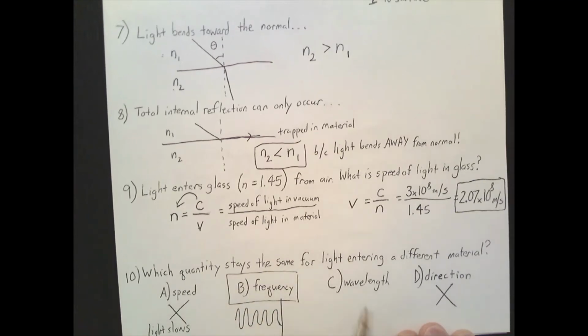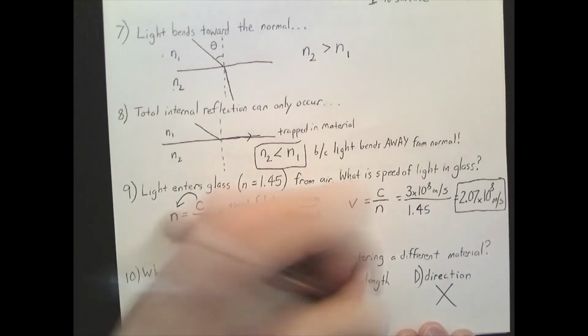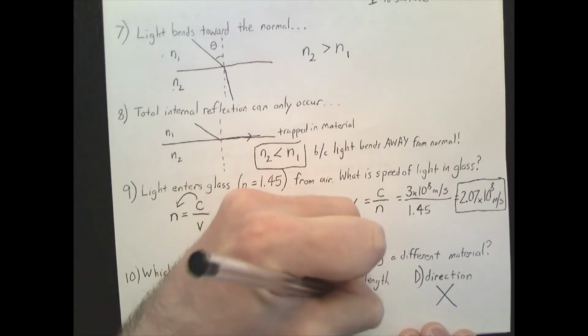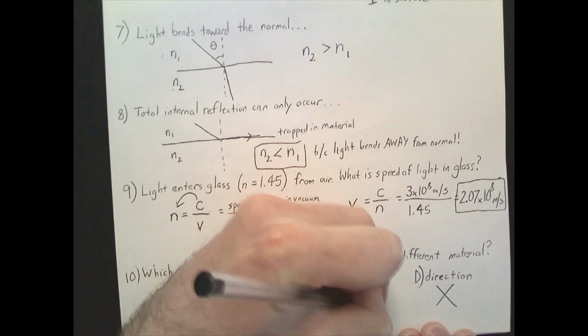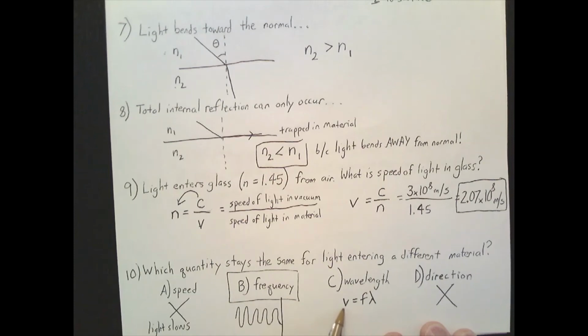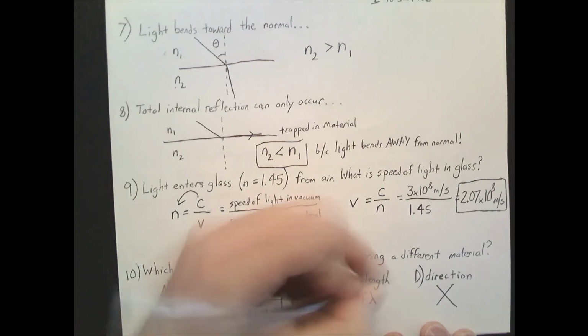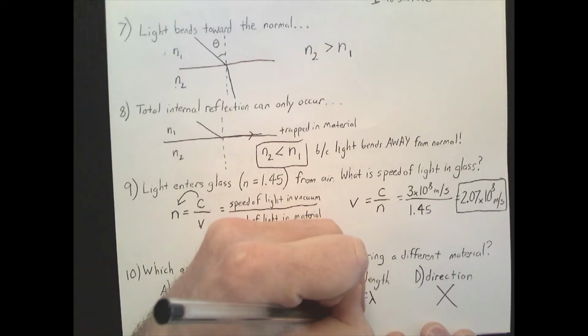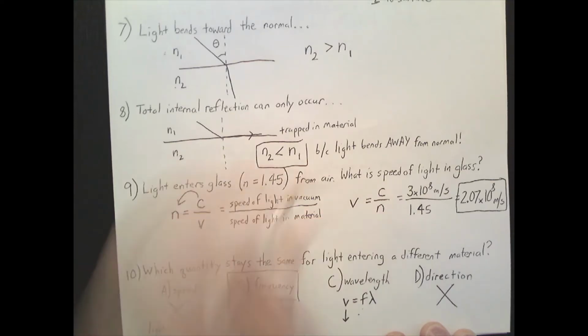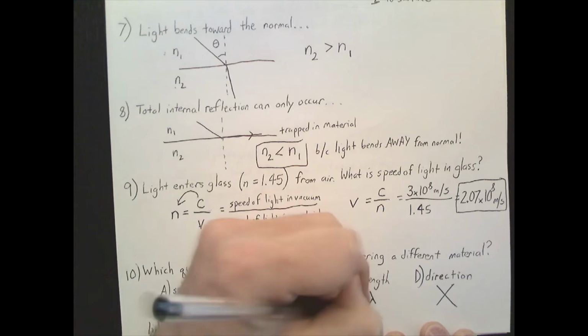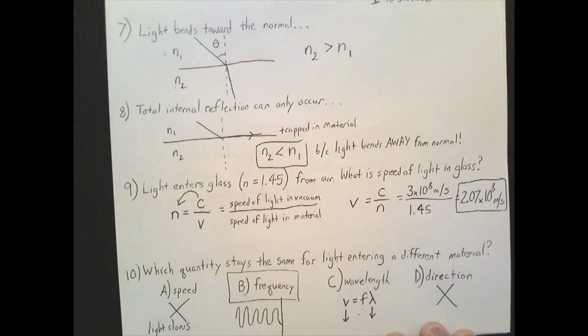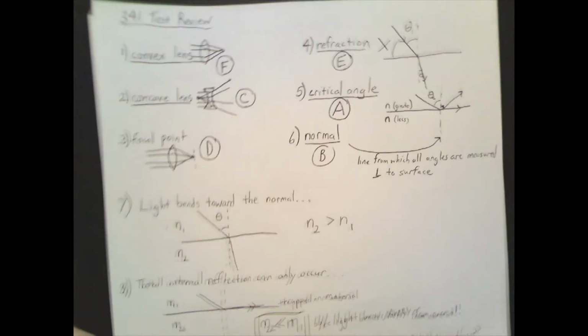The wavelength, if we remember that the speed of a wave is related to the frequency and the wavelength, if the speed slows down in a material from air, that goes down. We just said f is constant, so no change there. In order to make this equation balance out, the wavelength has to get smaller as well. So the wavelength generally shrinks as you go from air to another material or vacuum to another material. So frequency stays the same. That's a very important concept that you should remember.